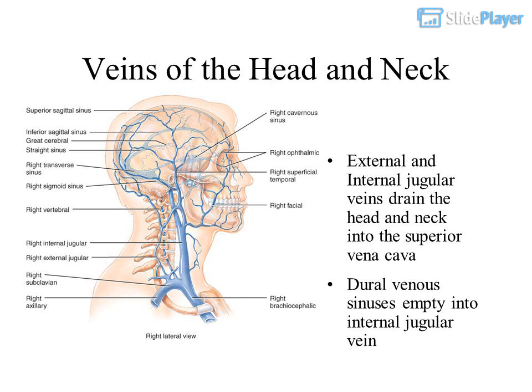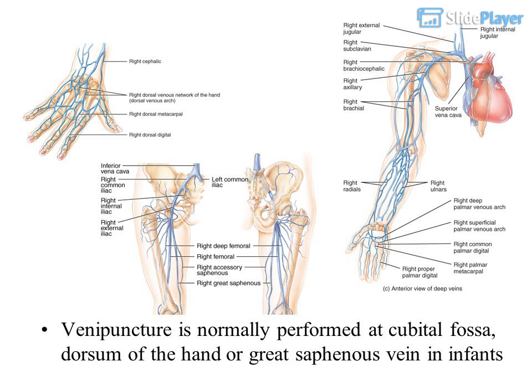Veins of the head and neck. External and internal jugular veins drain the head and neck into the superior vena cava. Dural venous sinuses empty into the internal jugular vein. Venipuncture is normally performed at the cubital fossa, dorsum of the hand, or the great saphenous vein in infants.